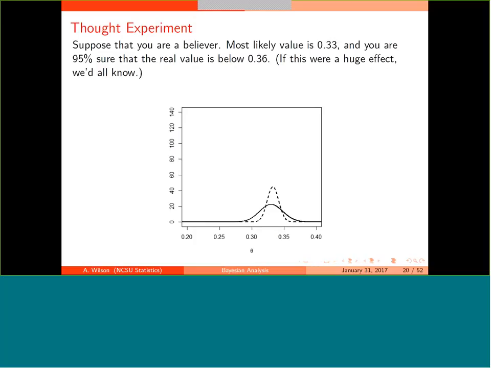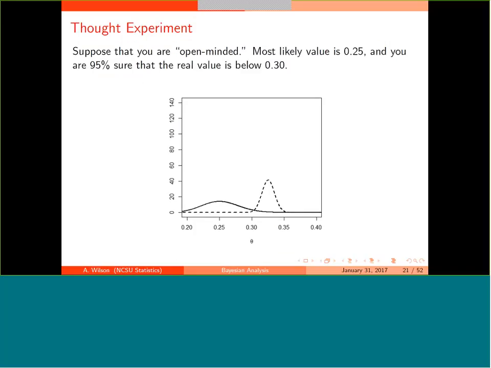Now, if I'm a believer, maybe I think the most likely value for this experiment is 1/3, and I'm 95% sure that the real value is below, say, 36%. The reasoning here I find very interesting is that if ESP were really a thing, if the effect were really big, we'd all know. So even though I'm a believer, I don't think the effect is huge. And again, what you can see here on the same scale that I plotted the previous is that a priori I tend to accept a broader range of possibility, but then the data adjusts my opinion some, but it's pretty consistent with what I actually believed.